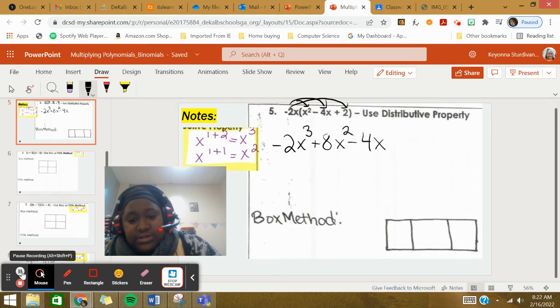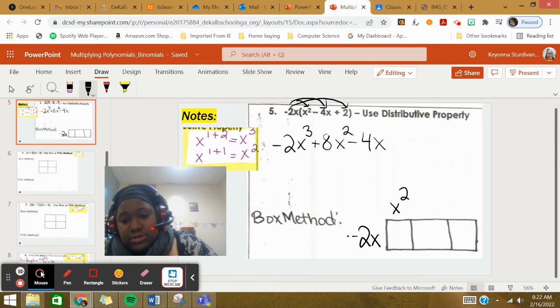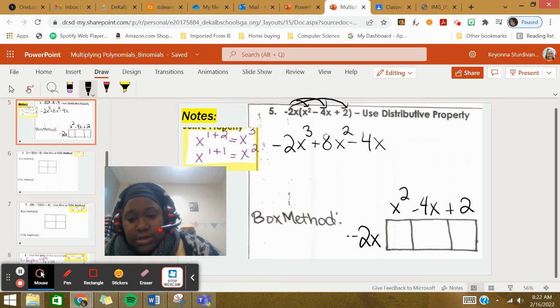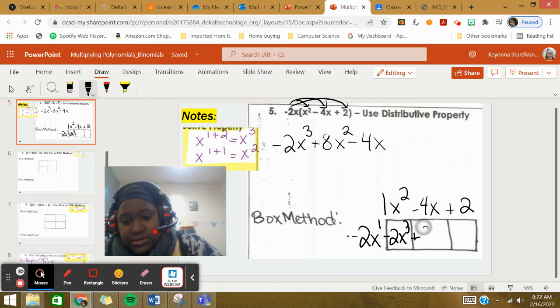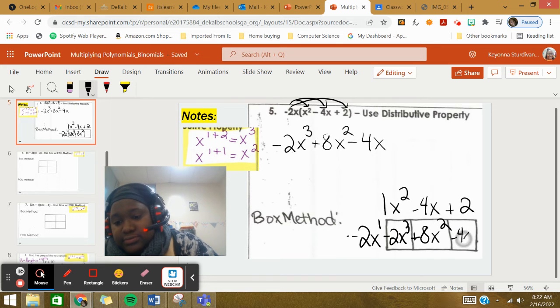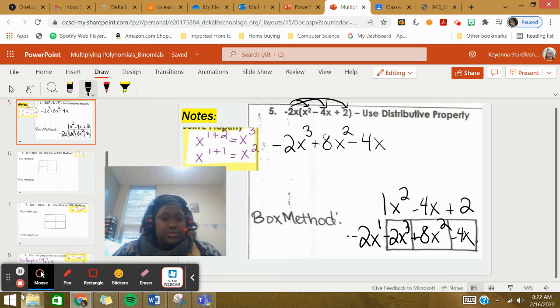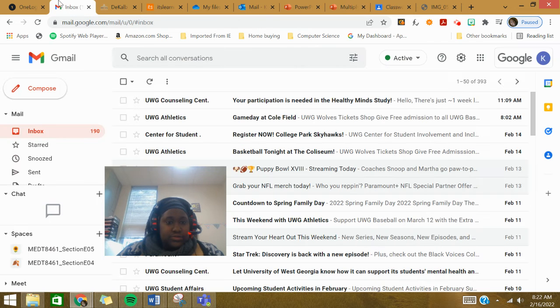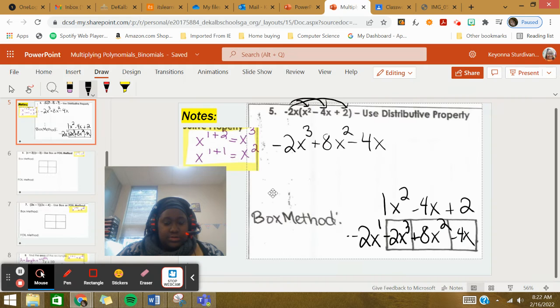Again, when you use the box method, you should get the same answer. It's just -2x, x squared, minus 4x plus 2. All right, remember that it's a 1 in front when there's nothing there. So -2 times a +1 is -2. Remember that you add your exponent, this is x to the third. Negative times a negative gives you a positive. This is going to give me 8x squared. And then this will give me -4x. So you get the same answer. Pause the video at this time to copy this down in your notes.